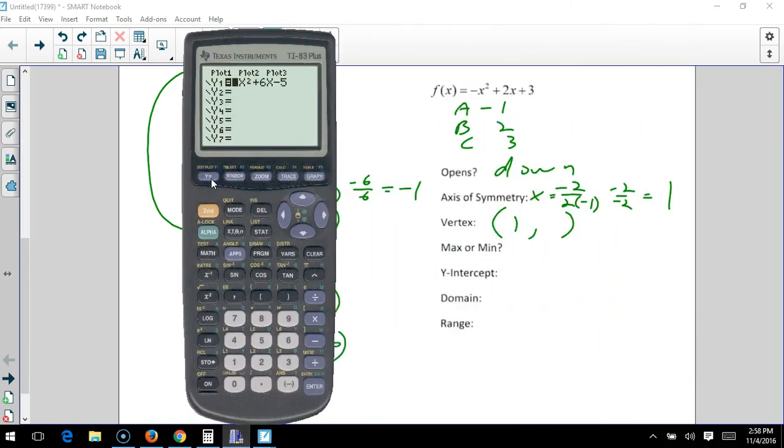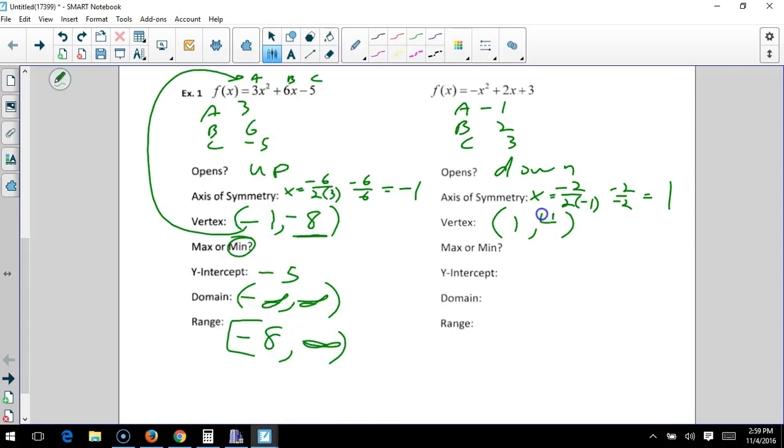Y equals, clear it out. Remember, gray negative key, x squared, contain my x squared plus 2x plus 3. Go to my table and look for 1. There it is, 4. 1, 4.